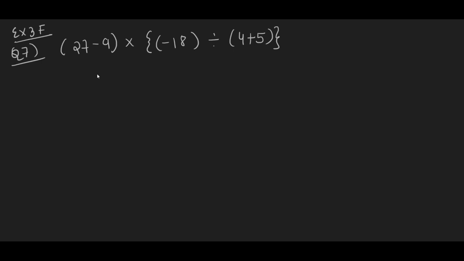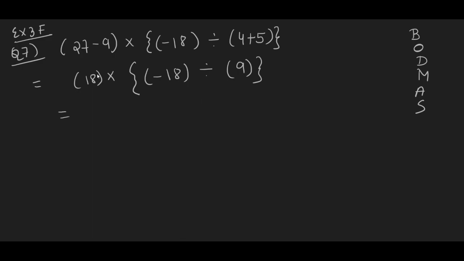So children, we have already discussed the rule BODMAS. Now what will we do first? So we will start. 27 minus 9 will be 18 into, now we will solve these brackets first. So this is minus 18, it will be minus 18 right now only, and this 4 plus 5 will become 9.